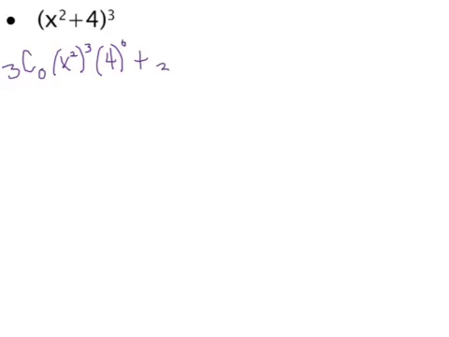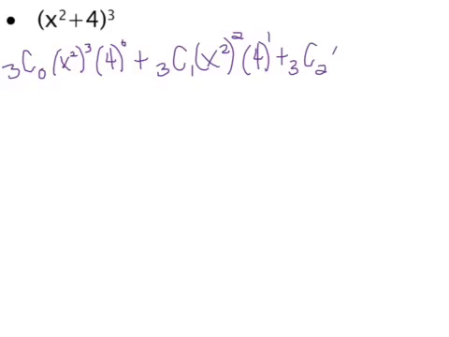Then we're going to move to 3 combinations of 1. X squared is now going to be raised to 1 lower power, and 4 is going to be raised to 1 higher power. And then we're going to move to 3 combinations of 2. X squared is now to the first, and 4 to the second. And then finally, 3 combinations of 3.